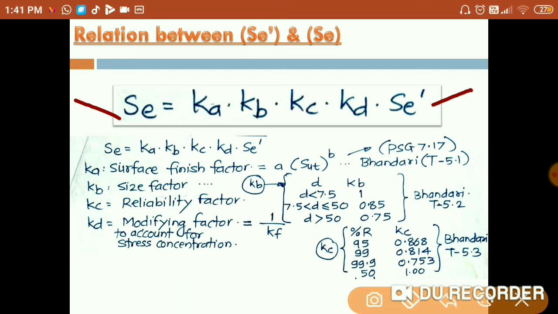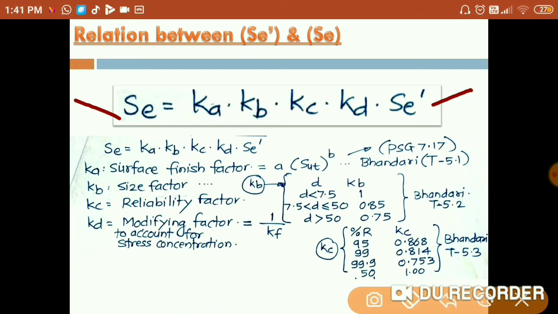So what are these Ka, Kb, Kc, Kd? These are factors which modify the endurance limit for a specimen to find the endurance limit for a given component. Ka is the surface finish factor, which is equal to A into ultimate stress raised to power B, which can be found from PSG 7.17.